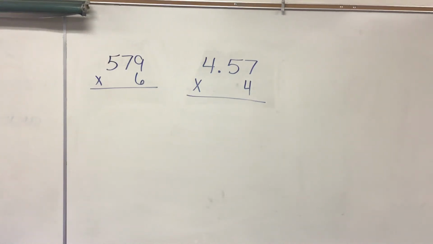Okay, so in the past we worked on multiplying numbers using the box method or partial products, and we're going to focus today on traditional old school multiplication. So I'm going to start with the problem 579 times 6.